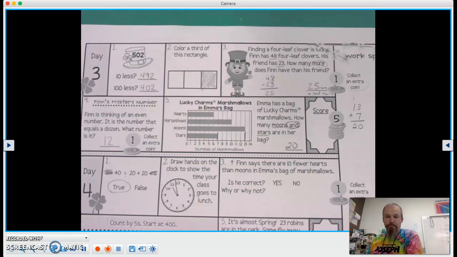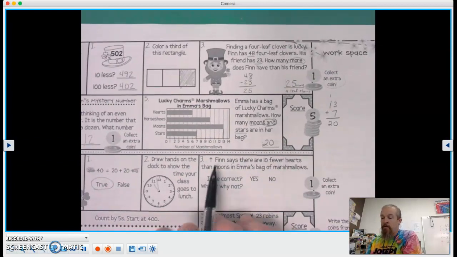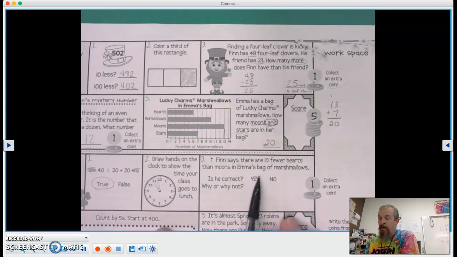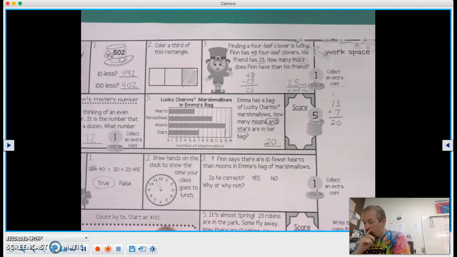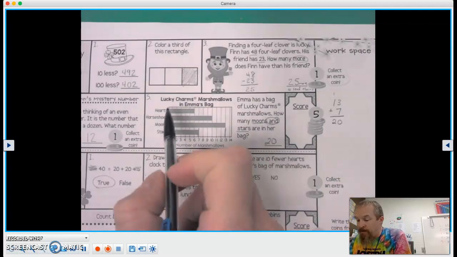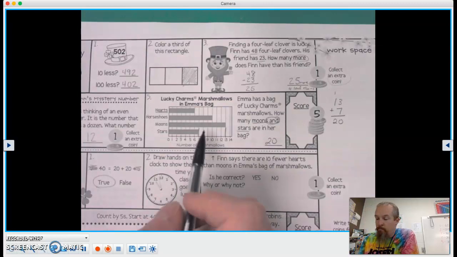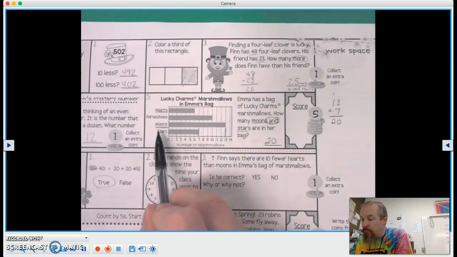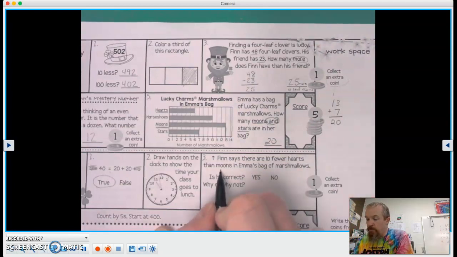Now, Finn says there are 10 fewer hearts than moons in Emma's bag of marshmallows. Is he correct? Yes or no? Well, then why or why not? So we want to know 10 fewer hearts. So this time we're going to compare hearts with moons. Okay, so moons, we have 13. All right, so moons 13.